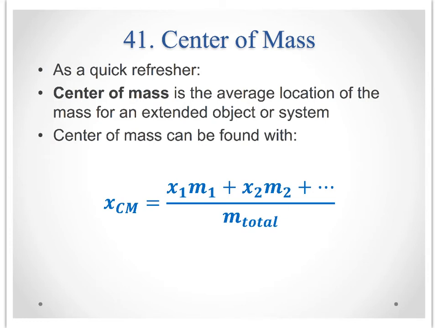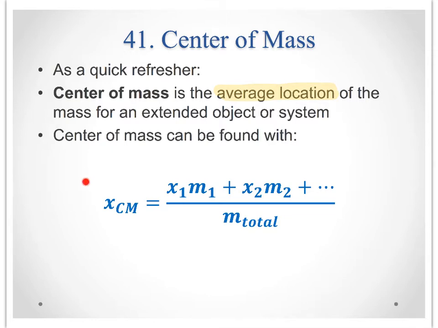So now we're going to return to something we talked about earlier in the momentum unit, and that is the idea of center of mass. Just as a quick refresher, center of mass is the average location of the mass in a system, or for an extended object, and by that I mean something that we can't just treat as a single point, which we often do. So maybe we're talking about a board, maybe we're talking about something that's not uniform, like a baseball bat or a golf club or anything like that. Center of mass is the average location of the mass in that object.